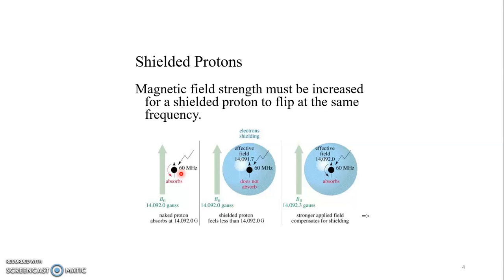Now, when we are having a particular amount of external electric field, that means the electrons are shielding the nucleus. When shielding is produced, the field created by the electrons will oppose the applied field. So in order to overcome this shielding effect, we must apply a higher external field.